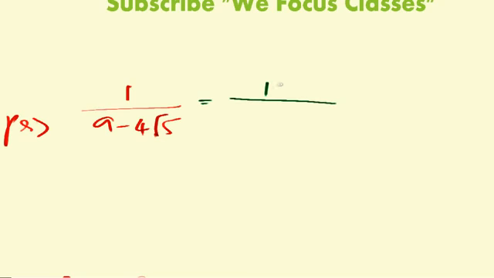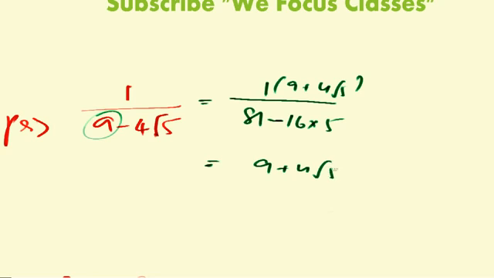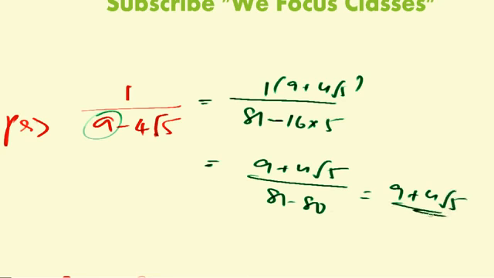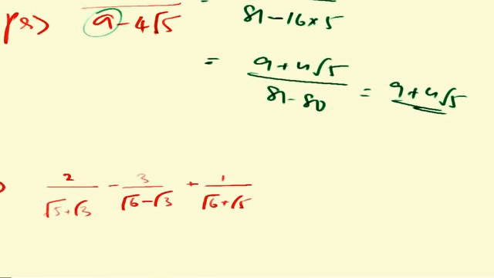1 by 1 into 9 plus 4 root 5, divided by, first, there is no root in this number, so square it. If there is no root, you need to square the number. That will become 81, minus 4 squared, which will become 16 times 5, and the root number you take directly. So it will become 9 plus 4 root 5 by 81 minus 80. So the answer is 9 plus 4 root 5. That's it. Then go to the next step.